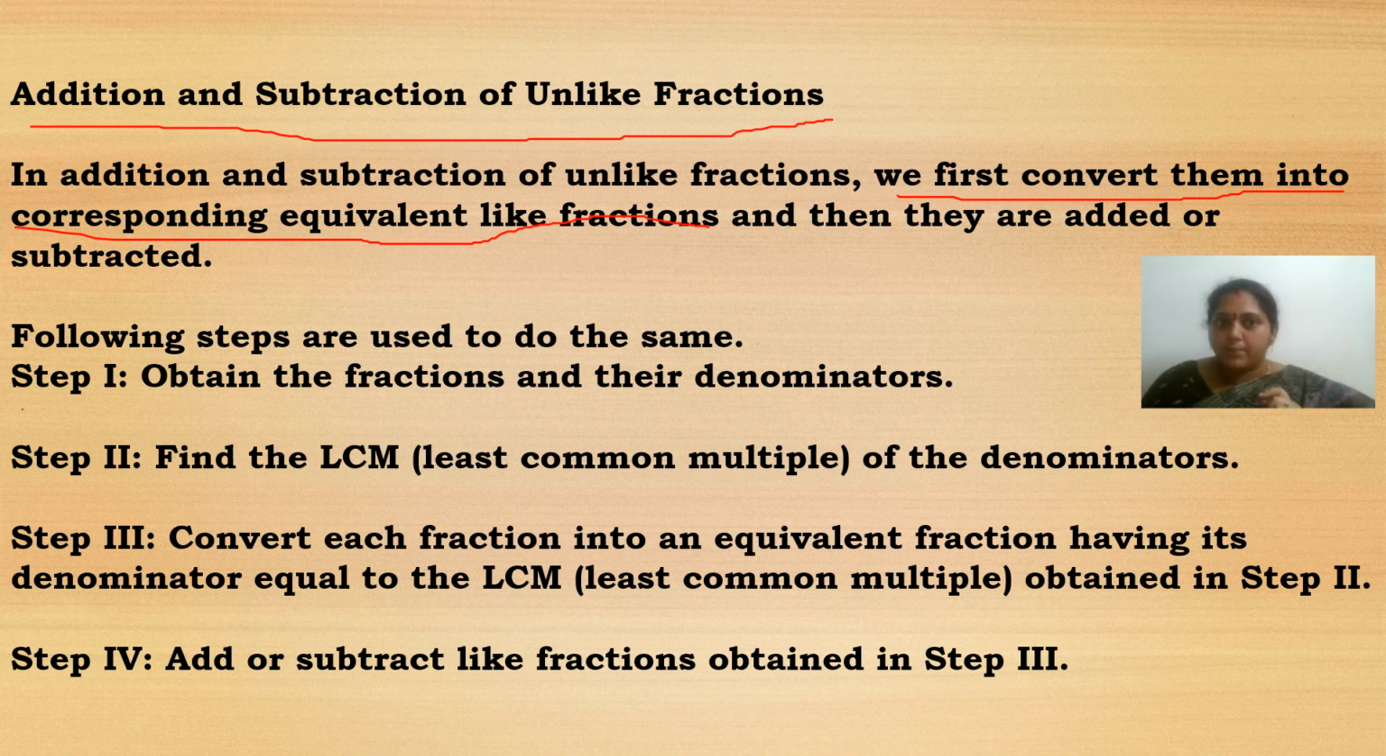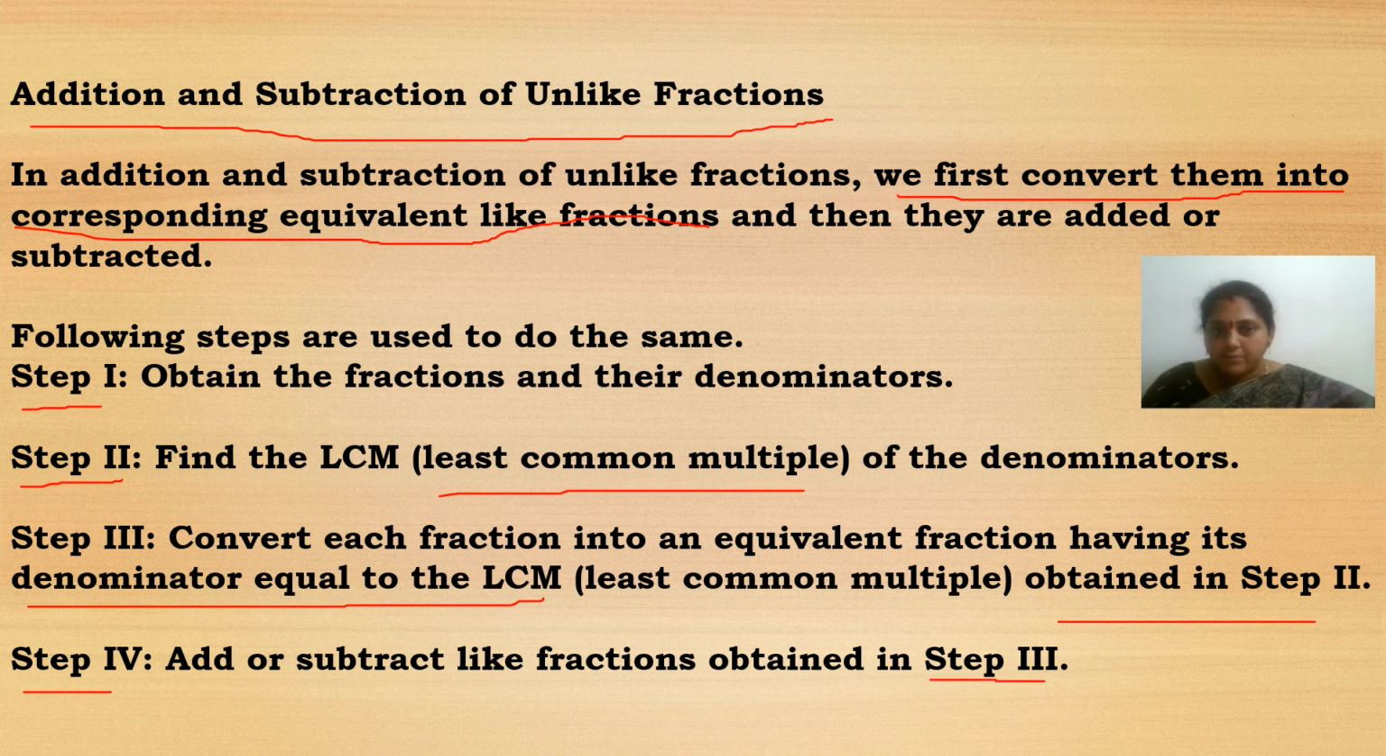First step, obtain the fractions and their denominators. Step 2. Find the LCM, that is least common multiple, of the denominators. Step 3. Convert each fraction into an equivalent fraction having its denominator equal to the LCM obtained in step 2. Now what is step 4 here? Add or subtract like fractions obtained in step 3.